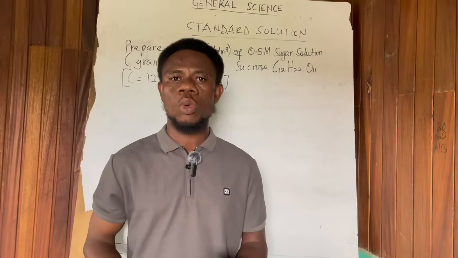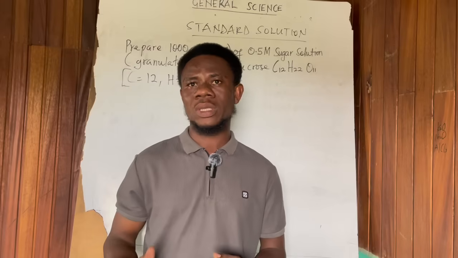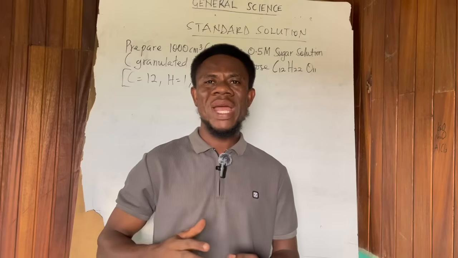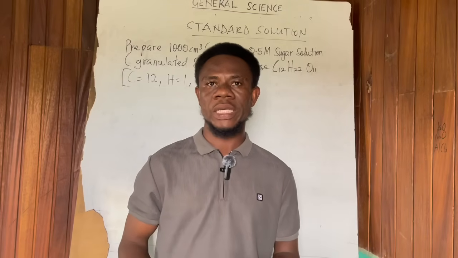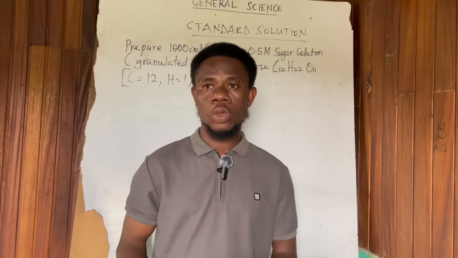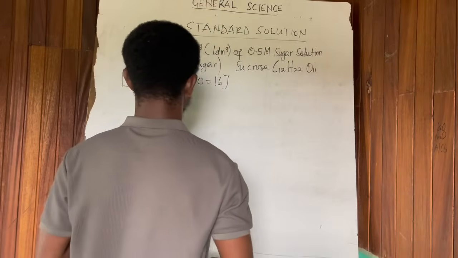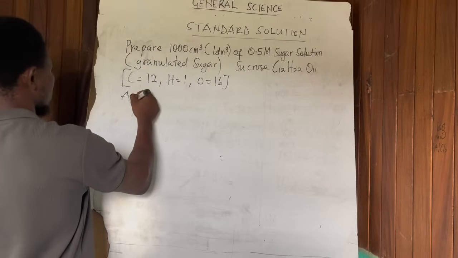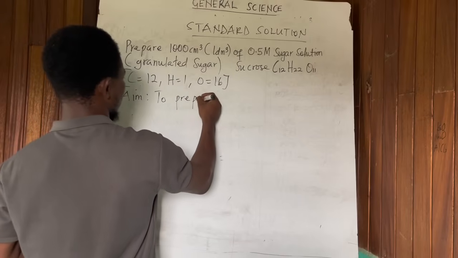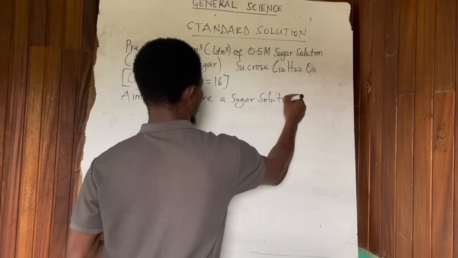Then next we have to calculate the molar mass. Now you can get a question where they will ask you to prepare a solution. This means you are going to list all the apparatus and use all the formulas and procedures. So what is the aim of the experiment? The aim of the experiment is to prepare a sugar solution. Aim: to prepare a sugar solution.